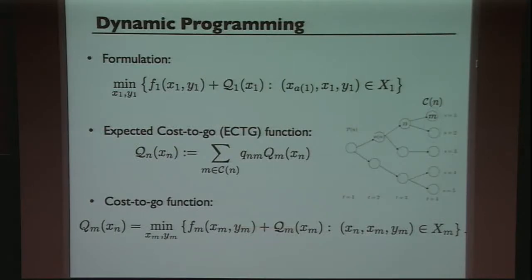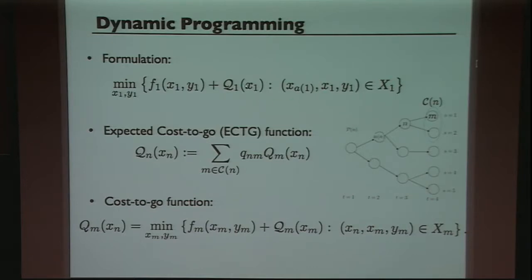So just to remind you what the dynamic programming formulation is. The overall problem is the actual problem we are interested in solving, right? We are minimizing the first stage costs with respect to the first stage actions, plus the expected cost of whatever is going to happen after that, given as a function of my first stage action. This is the entire problem. That's what we are really interested in solving.